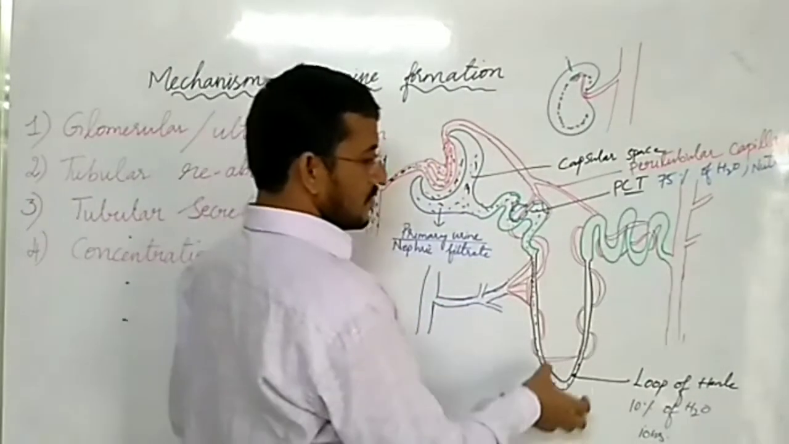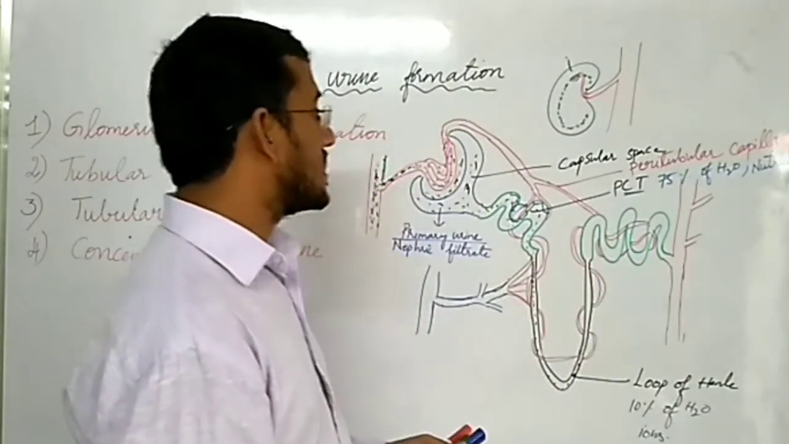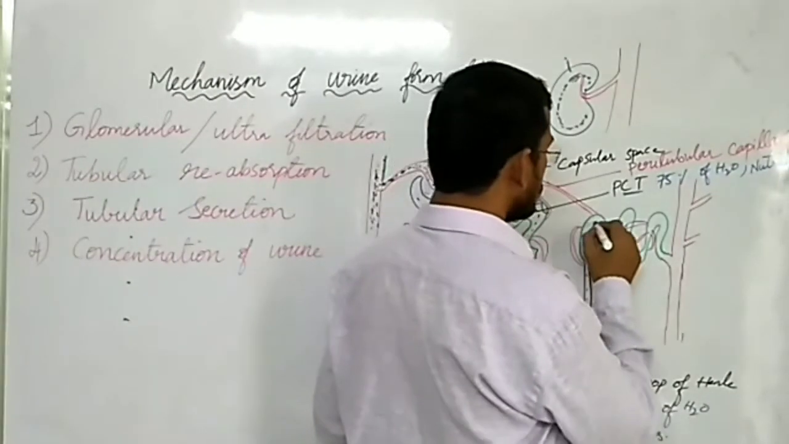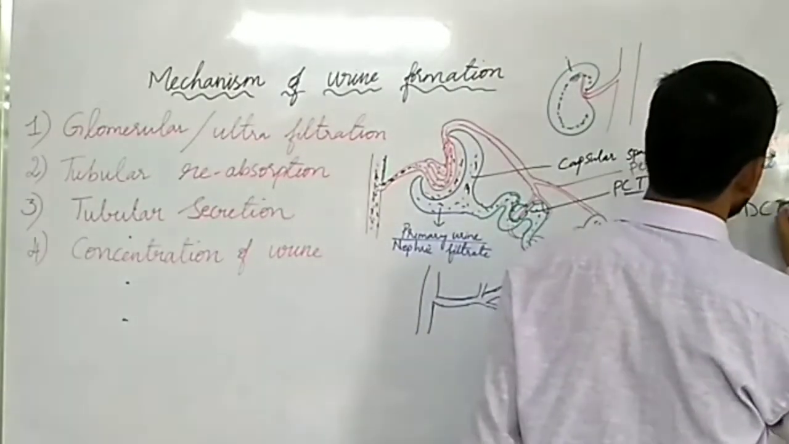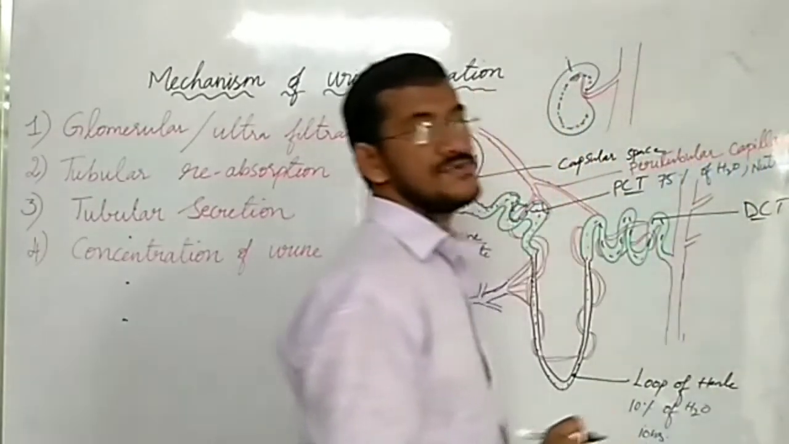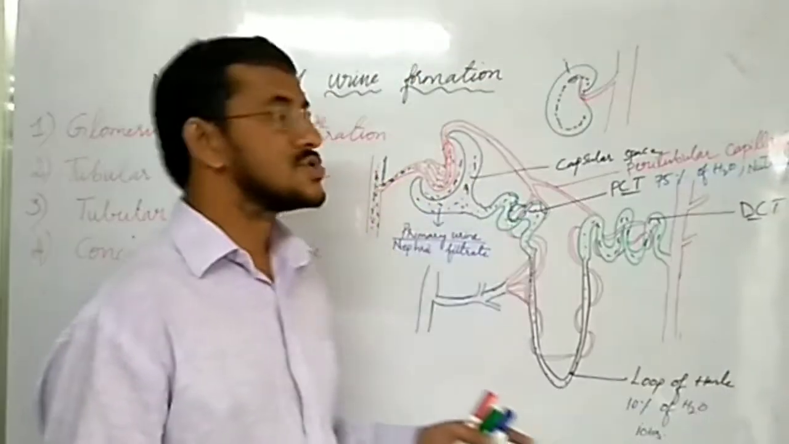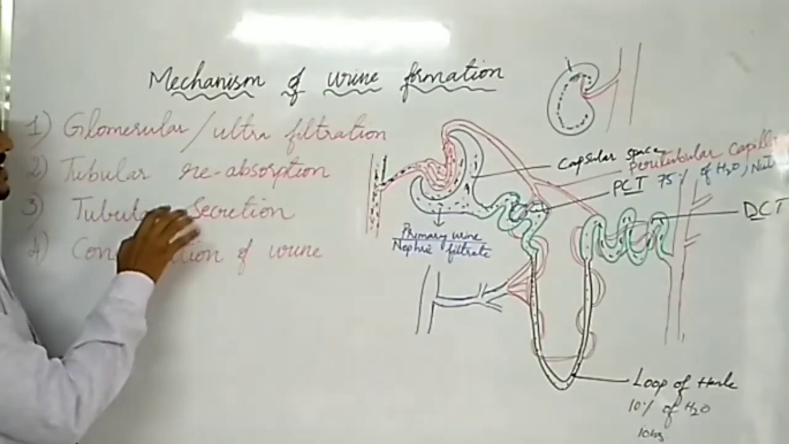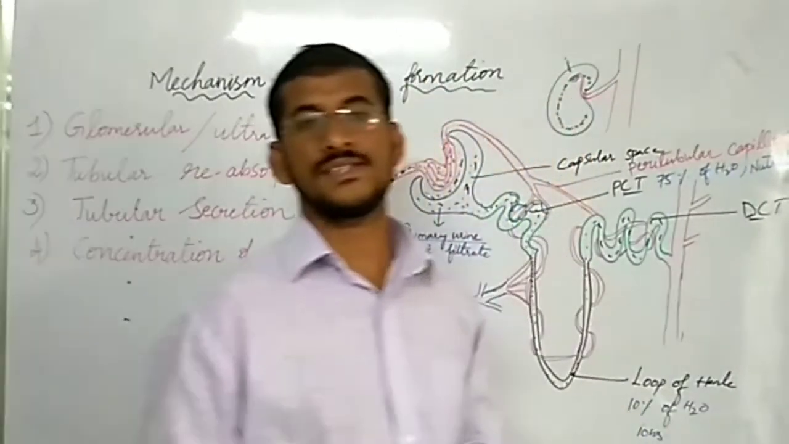Then from loop of Henle it enters into DCT. So this region is called DCT, distal convoluted tubule. What happens in DCT? Tubular secretions will occur.